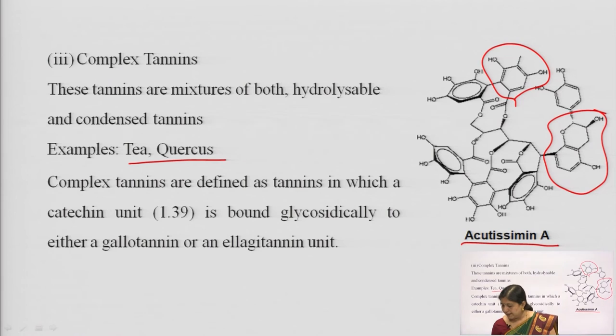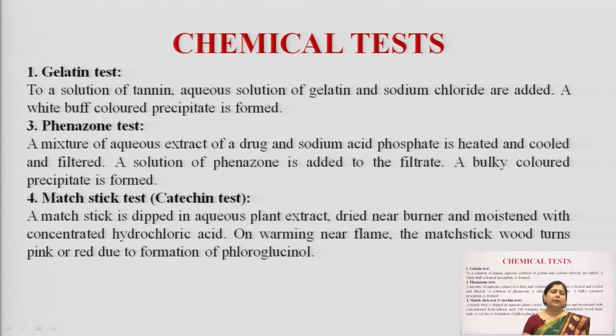and forming the complex tannins. The chemical tests for tannins: first is the gelatin test, where we use the tannin solution and add aqueous solution of gelatin and sodium chloride. A white buff colored precipitate is produced in the gelatin test. In the phenazone test, we take the mixture of aqueous extract of drug with sodium acid phosphate, it is heated, cooled and filtered. A solution of phenazone is added to the filtrate. A bulky colored precipitate is formed.